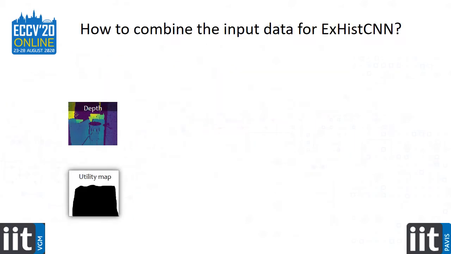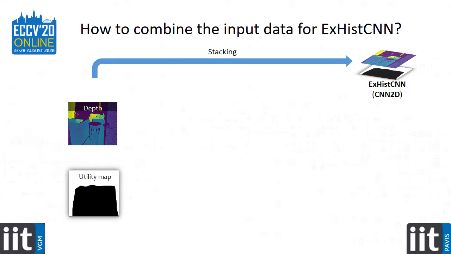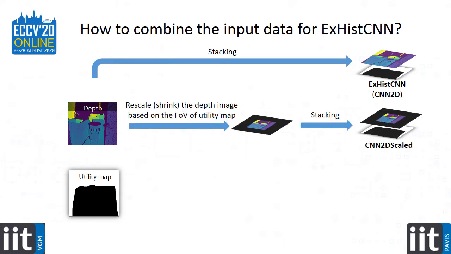One important question to answer is how we can best combine the 2 inputs to facilitate the network learning. To this end, we explored several data combination formats. One intuitive option is just stacking them as 2-channel data. We name this model CNN 2D. As the depth image is captured at a smaller field of view compared to the utility map, with the intuition to preserve the spatial correspondence between the 2 inputs, we first rescale the depth image with 0 padding, and then stack them into a 2-channel input. We name this model CNN 2D scaled.